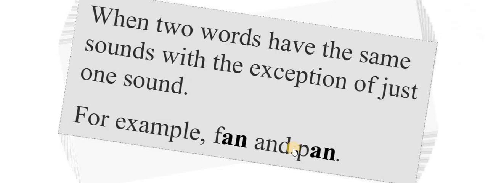Okay, so another important concept that you may hear a lot is called the minimal pairs. What's a minimal pair? When two words have the same sounds with the exception of just one sound. I think this is very simple. Like we have the two words fan and pan. They have the same an, the same na sounds, but only here we have the letter F and here we have the letter P. Or we can say the fa sound here, and the pa sound. So this is called minimal pair, since they are only different in just one sound.